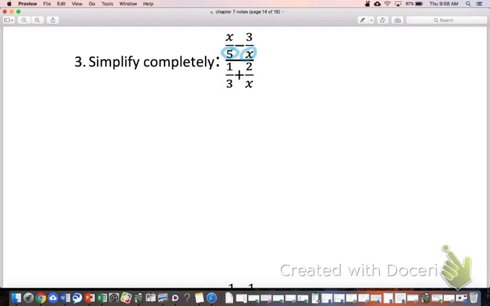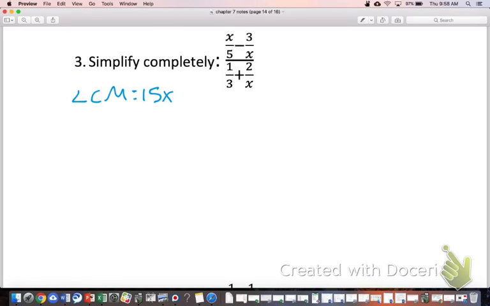Your denominators are 5x, 3, and x. What do you guys think the least common multiple is? 15x. See if you guys can use that 15x to then simplify this fraction completely. Ready, go.